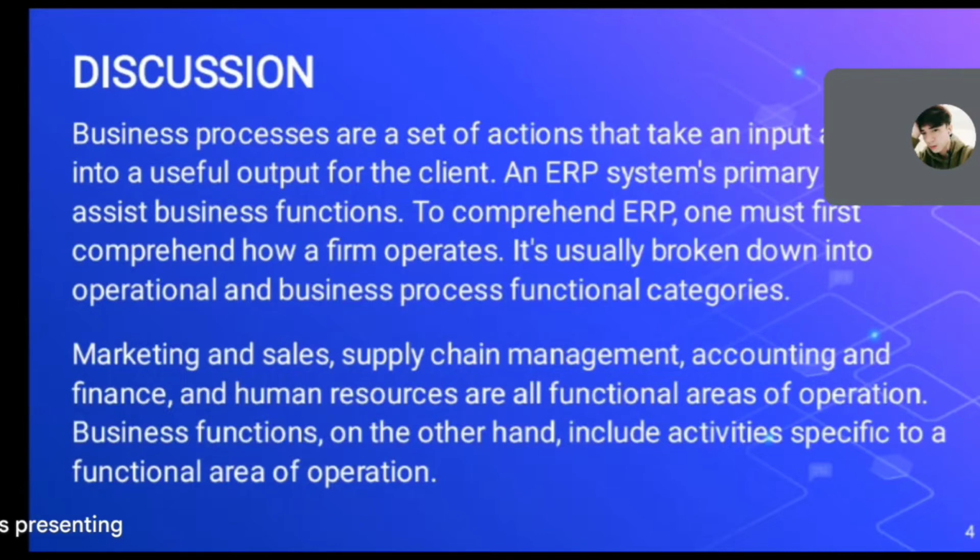Marketing and sales, supply chain management, accounting and finance, and human resources are all functional areas of operation. Business functions, on the other hand, include activities specific to a functional area of operation. Functional aspects of operation include marketing and sales, supply management, accounting and finance, and human resources. On the other hand, business functions involve tasks unique to a functional area of activity.